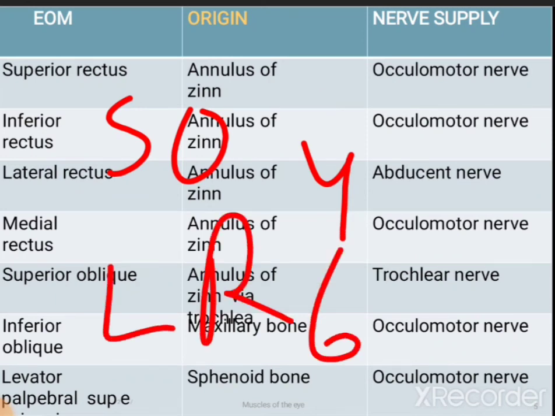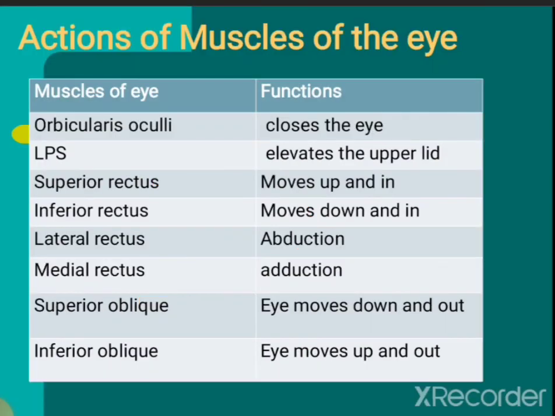LR6. SO4 means superior oblique is supplied by the fourth cranial nerve, that is the trochlear nerve. LR6 means lateral rectus by the sixth cranial nerve, that is the abducent nerve. So this is the mnemonic for learning the nerve supply of the extraocular muscles of the eyeball. Then here I have discussed the actions of the muscles of the eye. So in this table you just go through it.